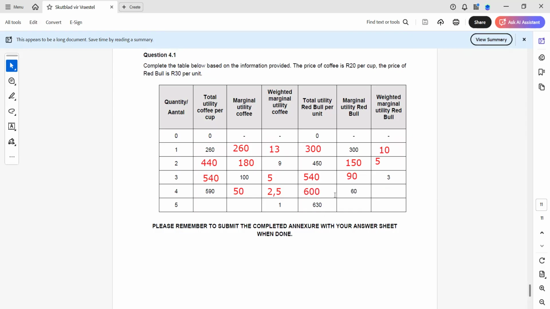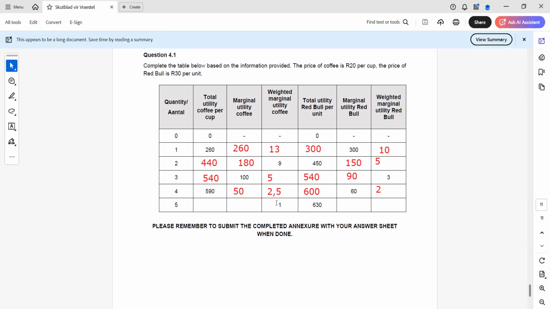And then to get this one also, you say 60 divided by the price of Red Bull, which is 30. So 60 divided by 30, what do you get? You get 2, right?